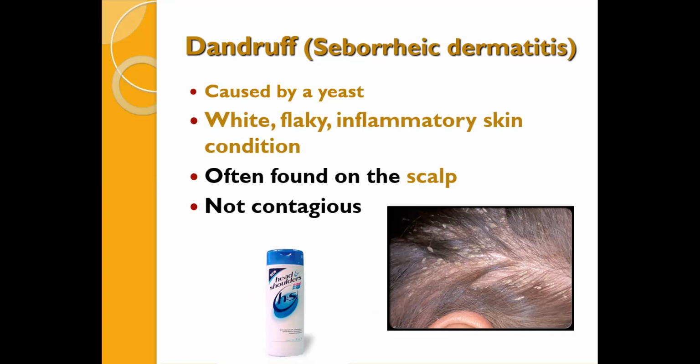I'm going to tell you guys a major revelation I had when I was in college. I didn't have dandruff. I had a different fungus. I'm not ashamed to admit it. So I'm sure some of you have had it.